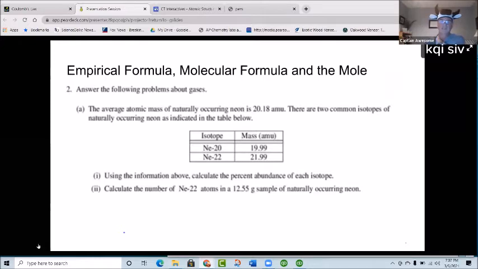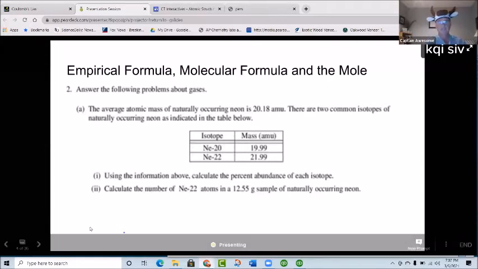And then it says, calculate the number of Ne22 atoms in a 12.55 gram sample of naturally occurring neon, right? So we've got a couple things going on here. And so how would you go about figuring these kinds of things out? Well, along with that part II, where it's asking how many atoms there are, is that concept of a mole.